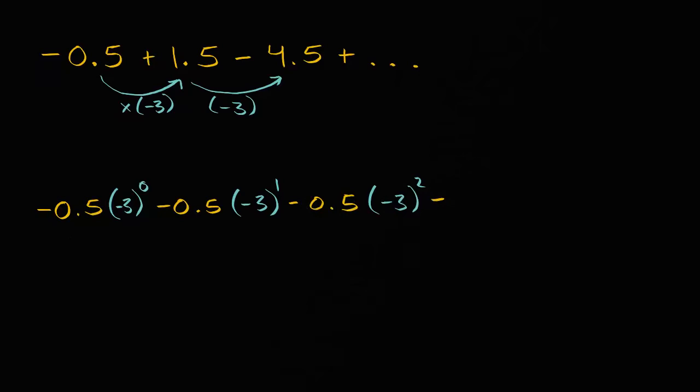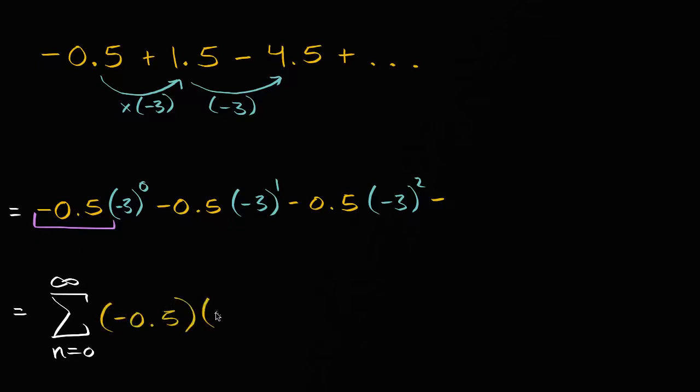Or we could write this in sigma notation. This is equal to the same thing as the sum from, let's say, n equals 0 to infinity. We're just going to keep going on and on forever. You could kind of think of the thing we're multiplying by -3 to some power. So it's going to be negative 0.5 times -3 to the nth power. Here, this is when n is 0. Here n is 1. Here n is equal to 2.